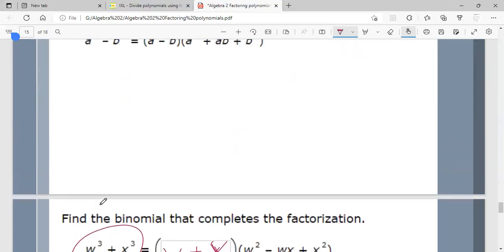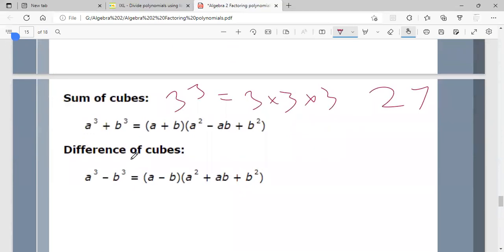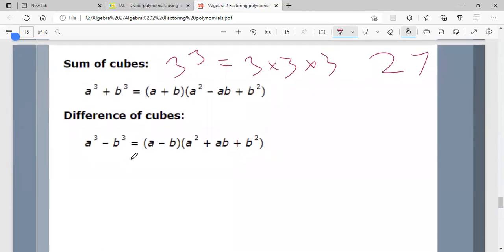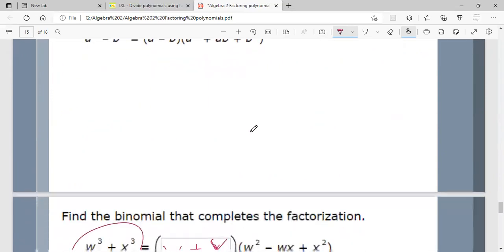So again, these are your sum and difference of cubes. I'm going to factor all this and show you how it should look. Because basically, we gain this and we have to have it equal to this. All right, so let's go ahead and try it.